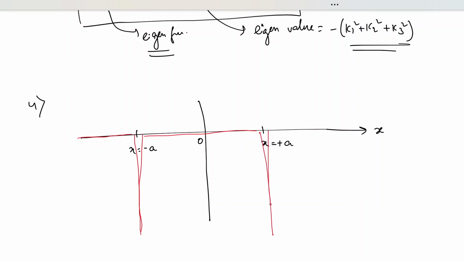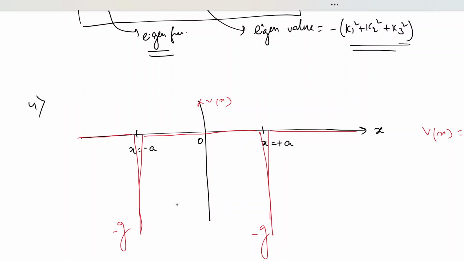Again, a sharp Dirac delta potential. The height of the potential is given by this factor g, another constant. So this is your V(x). V(x) equals minus g. So this is the negative side, because it has minus g. So minus g times delta(x minus a) plus delta(x plus a).